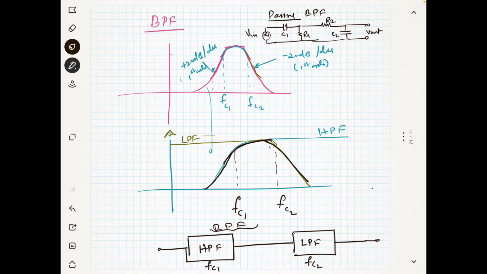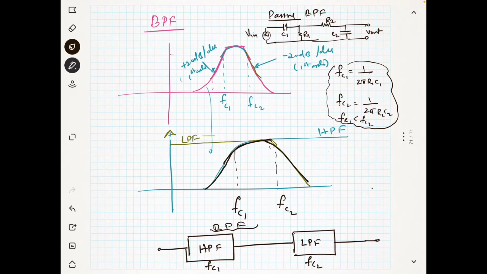So what is your FC1? FC1 is equal to 1 by 2 pi R1 C1, and what is FC2? It is 1 by 2 pi R2 C2. So you can make the low pass filter and high pass filter, and if you choose this FC1, you see here that your FC1 is less than FC2. If it is the other way, it becomes another filter.